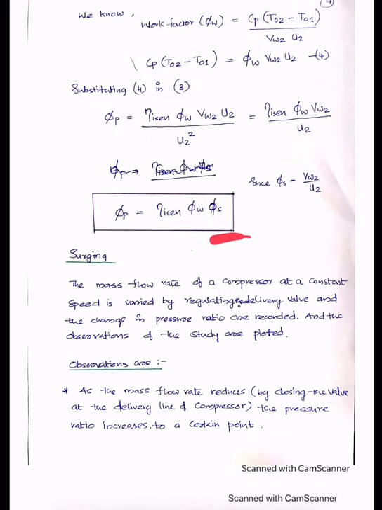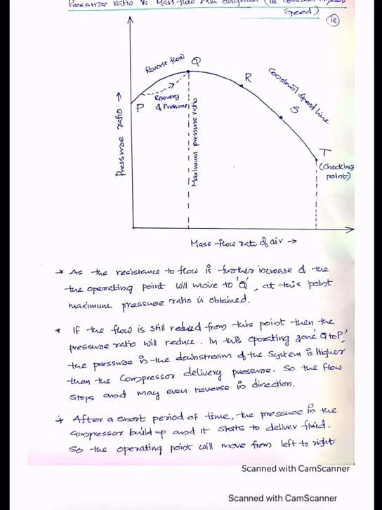So next is surging and choking. Surging and choking are two of the main problems that we come across in centrifugal compressors. To explain what is surging, you have to look into the graph. On this graph, on the y-axis we have pressure ratio and on the x-axis we have mass flow rate. This shows the variation of pressure ratio with the mass flow rate of air.